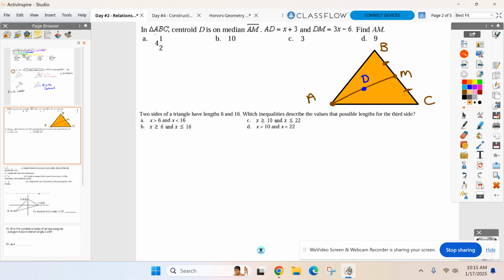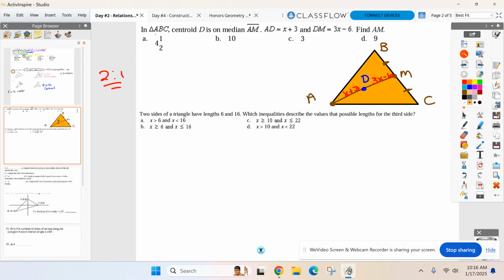And this is going to use our centroid fact now. Keep labeling my diagram. AD is x plus 3 and DM is 3x minus 6. All right, let's talk. What's the centroid rule? Breaks it up into 2 to 1. Okay, yep, 2 to 1. That's what I do want you to remember, but I want you to know how to apply it now. What's the 2 to 1 actually telling you about this median AM? That AD is twice the length of DM.